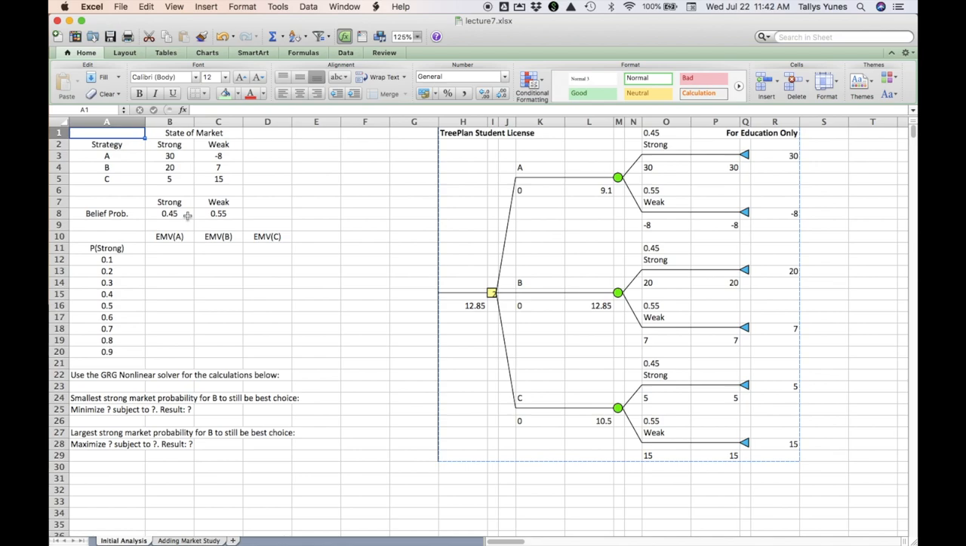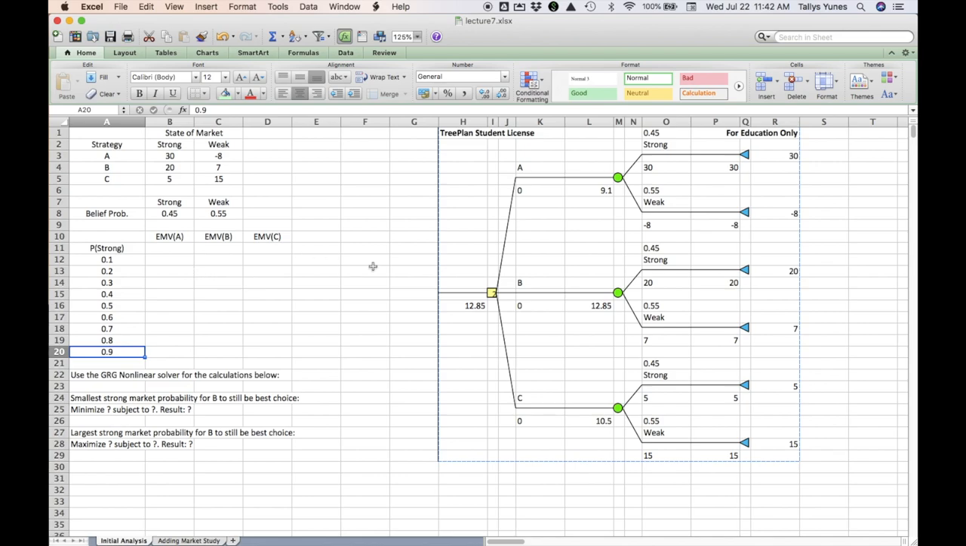So the question that comes to mind is, well, what if this 45% really is wrong, right? And maybe it's a little lower, maybe it's a little higher. Would I still do strategy B, or would I switch to something else? I want to gain more confidence about my choice of strategy. So here's what I would like to do. I would like to modify this number 0.45 and let's say make it range from 10% chance of a strong market to 90% chance of a strong market in increments of 10%. And I want to see what the tree will tell me. Will it continue to say B? Will it switch to A? Will it switch to C? And at what point will it do that, right?